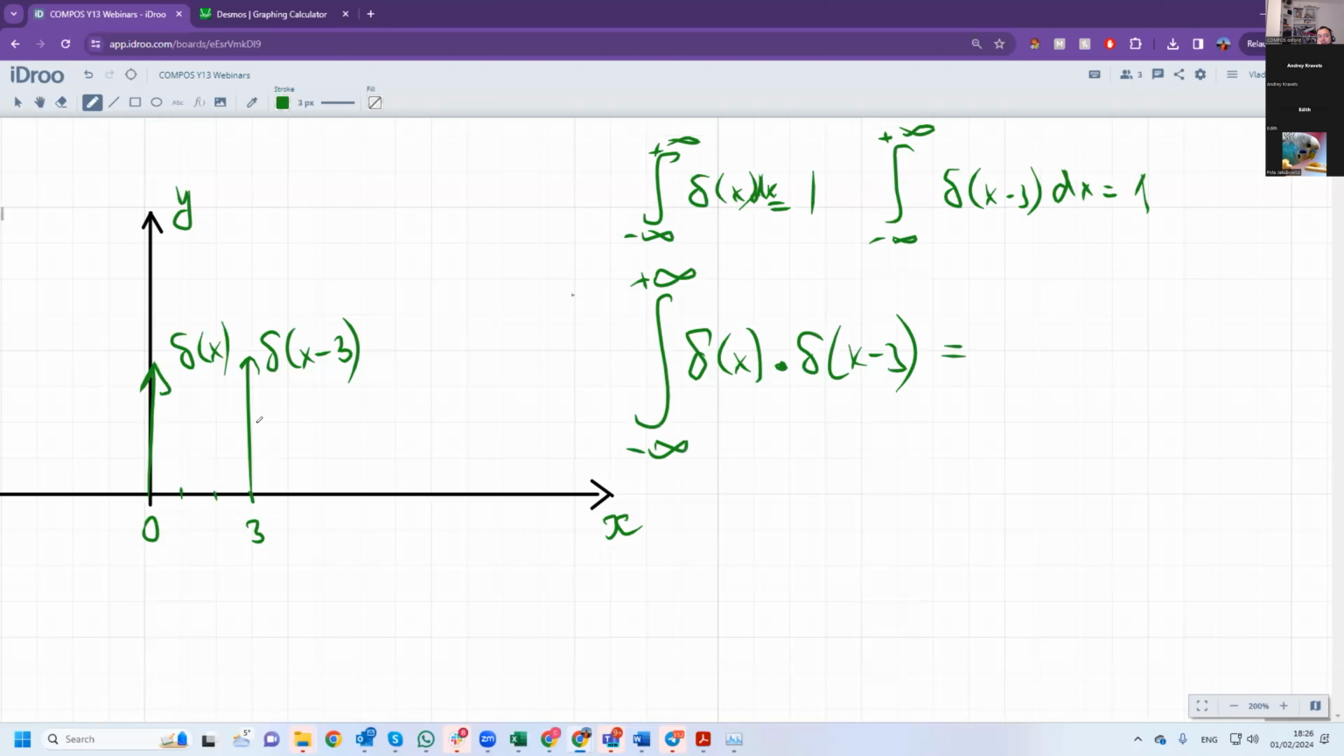Have I lost anyone, or is it too simple? Can somebody tell me what is delta x times delta x minus 3? What's the integral of that going to be? What do you think?